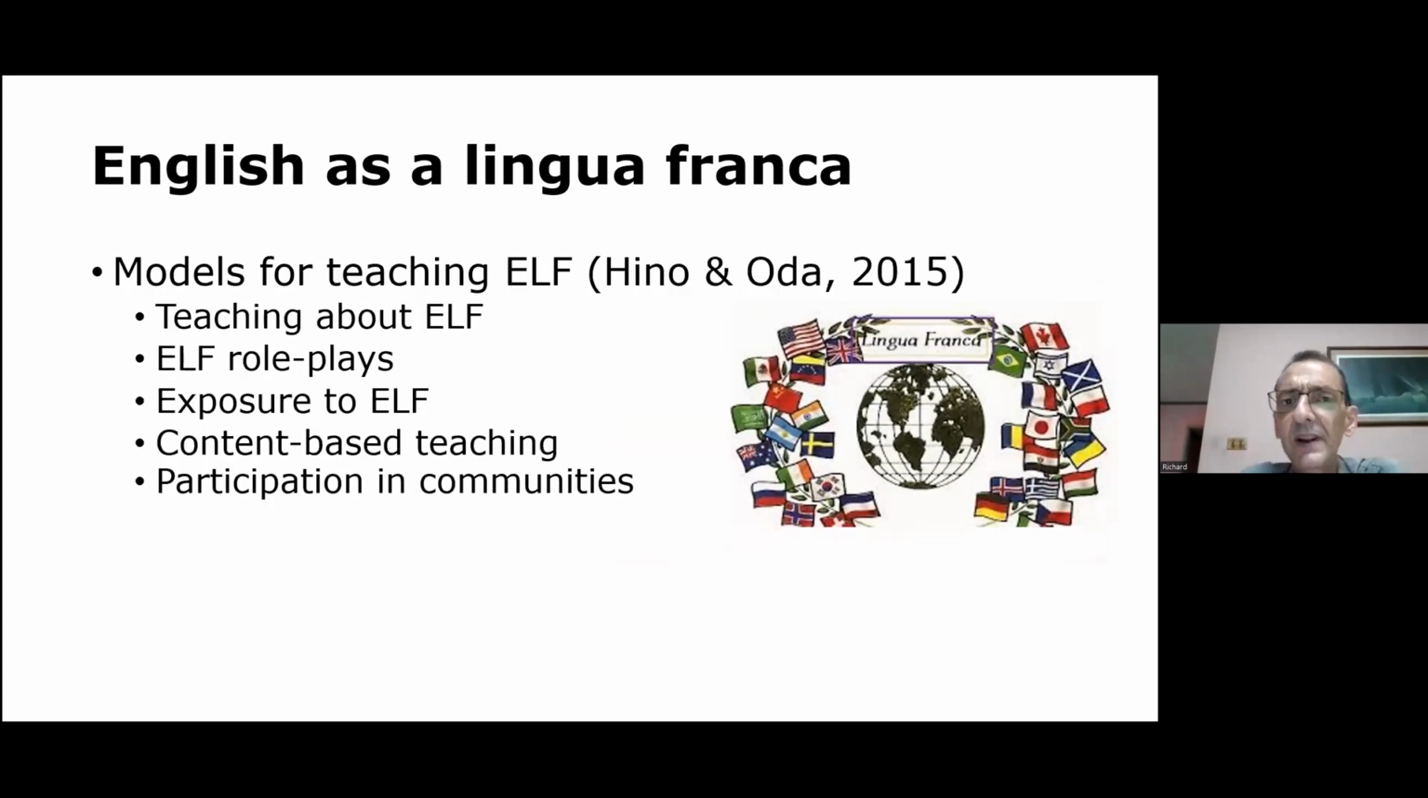As I said, I'll look briefly at how ELF has influenced English language teaching. And Hino and Oda wrote a nice article which reviews approaches which have been used to integrate ELF into language teaching. And they suggest there are 5 main approaches here. You teach about ELF, or you give exposure to ELF, or you get students to do ELF role plays, which I'm not very sure how this works. If you've got a class where everyone is Thai, it's very difficult to do an ELF role play. I'm afraid I don't understand how content-based teaching fits into this, but they listed it. But the key one for me here, and the key one we're drawing on in languaging curriculum, is this participation in communities.